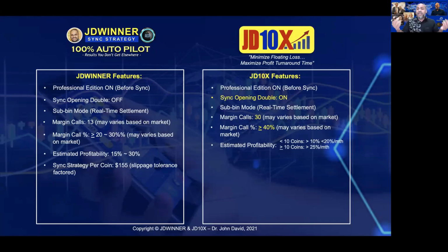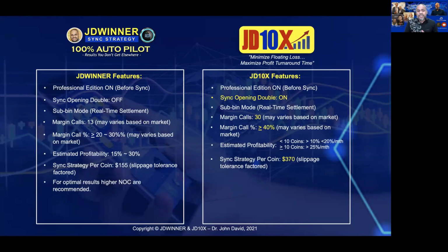All right. So what we have done is that we have studied the slippage tolerance and we have actually allocated 155. That's why you may be asking, right? If it is a 13 margin call, isn't it only $140? Okay, because 13, you have 130, then your first order is 10, so 140, right? But why is it an extra of $15? Because of the slippage tolerance. Okay, so please take note. Now, when it comes to JD10X, the per coin is 370. We have also included the slippage tolerance factor over here.